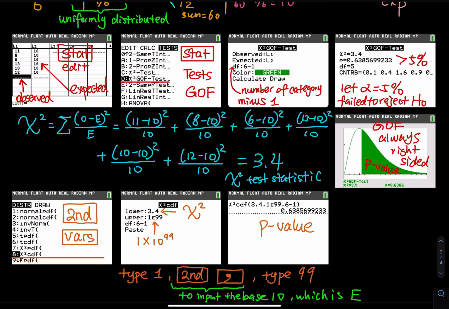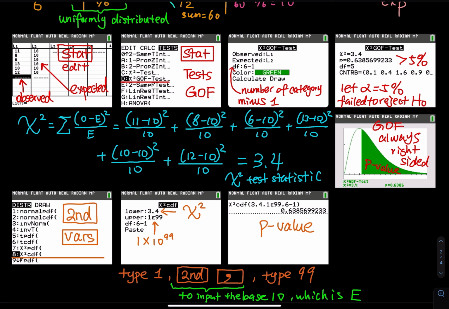And then once you click the CDF menu, they will ask you a lower limit, upper limit, degree of freedom. So the lower limit is always the chi-square test statistic 3.4, and then the upper limit goes all the way to positive infinity. So to type the 1E99, you have to type the second key, and then you type the comma key. The comma is right above the 7 key. Do you see that there is a double E above the comma key? That's why we need to hit the second first. Hit the second and then hit the comma. That is where you get the E.